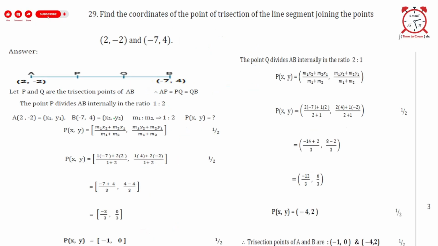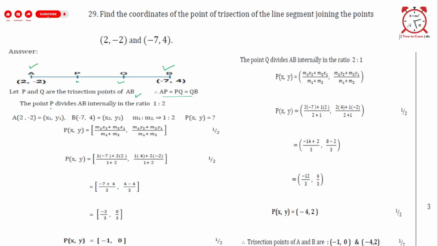Question number 29. Find the coordinates of the point of trisection of the line segment joining the points (2, -2) and (-7, 4). So we will make the diagram. Let A equal (2, -2), B (-7, 4), and there are 2 points P and Q, they are making the trisection. So this supposition we will write here. Then we also can state AP equal to PQ equal to QB.